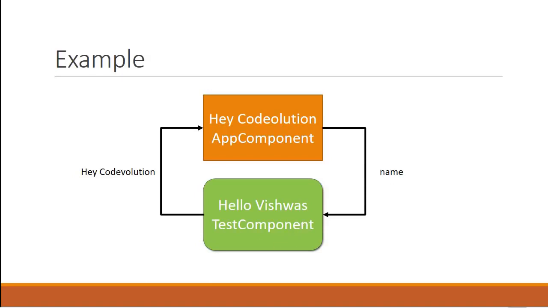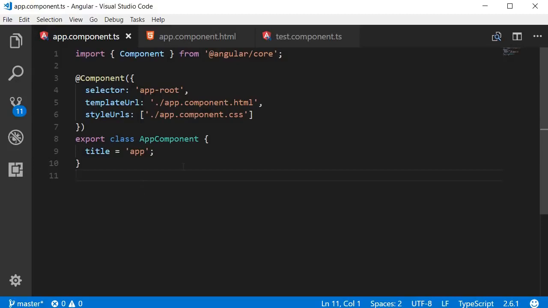In other words, from the app component to the test component. So let me go back to Visual Studio Code and I have opened app.component.ts. So in the app component class, I'm going to create a new property. This is going to be public name and set it to the string Vishwas. Now to send this property to the test component, we include it in the opening tag of the selector.